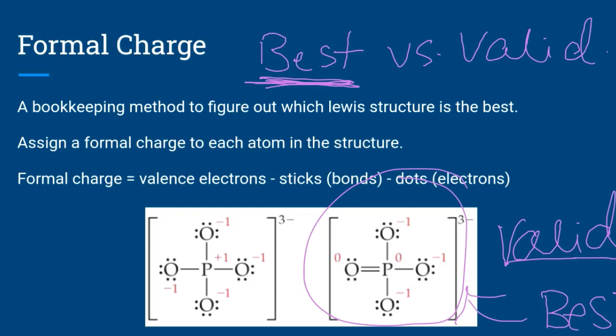So before anything, octet is number one. Especially in future classes, you're going to see that sometimes people want to prioritize formal charge over octet, but octet is always going to be priority. If you don't have octet, it's not valid. So you need to have octet.